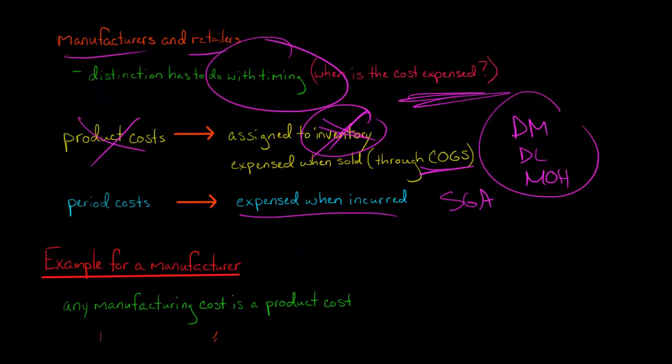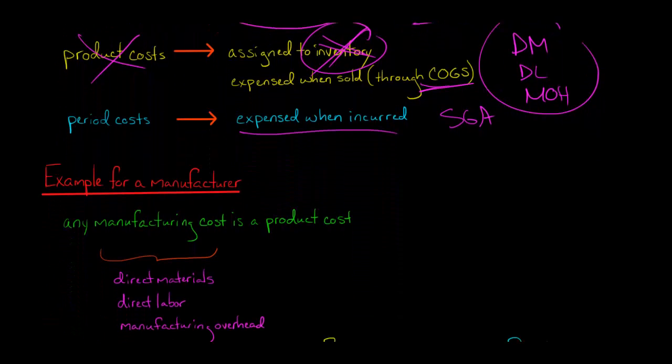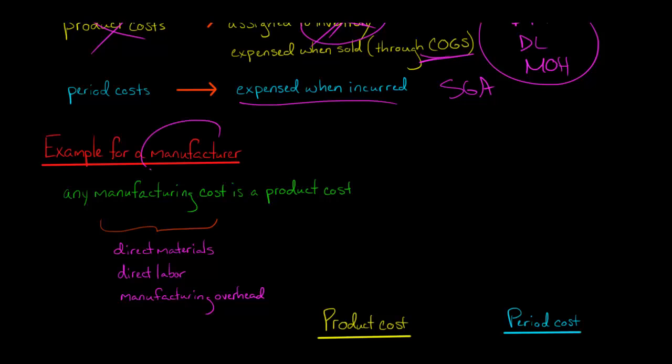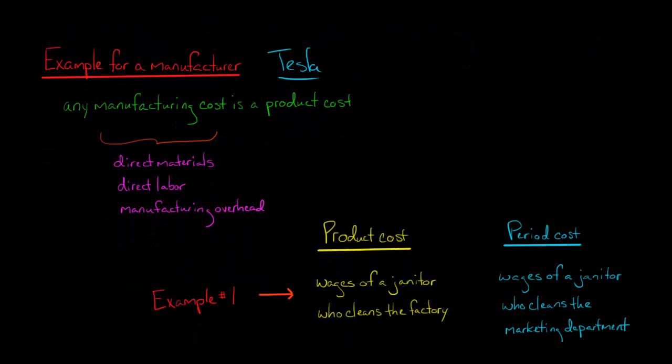So let's get into a little more depth with an example. We'll say we're doing a manufacturer. Let's say the company Tesla. Okay, Tesla is a manufacturer, so we're going to use them. And remember, I said any manufacturing cost is going to be considered a product cost: direct materials, direct labor, and manufacturing overhead. But let's get into some specifics. Let's do a couple examples.